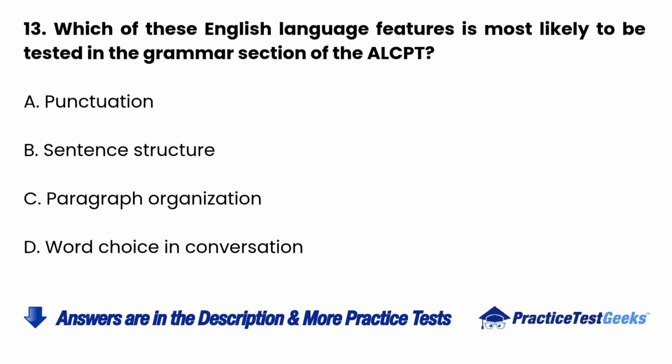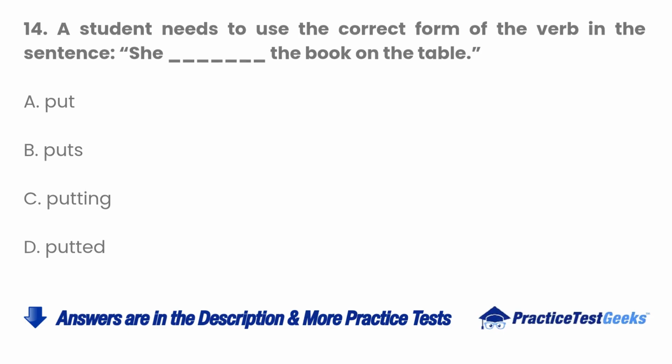Which of these English language features is most likely to be tested in the grammar section of the ALCPT? A. Punctuation. B. Sentence structure. C. Paragraph organization. D. Word choice in conversation.